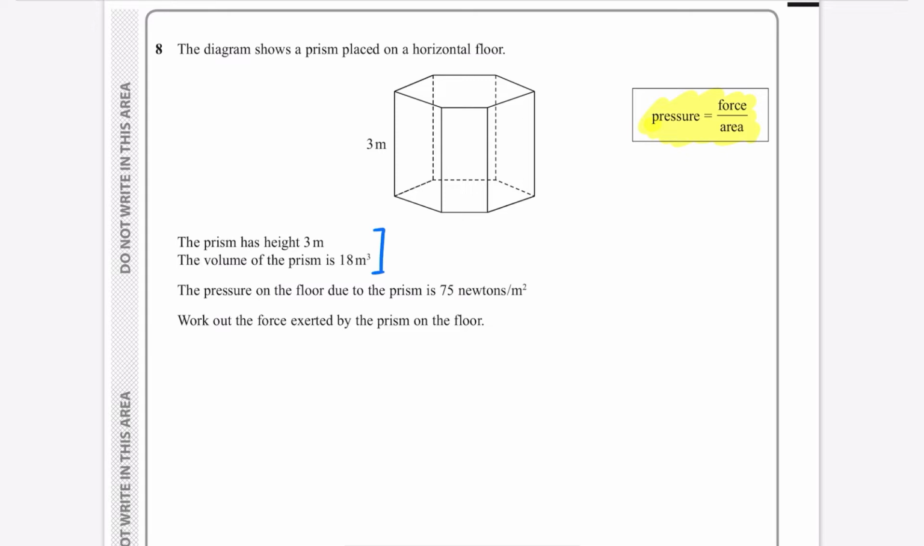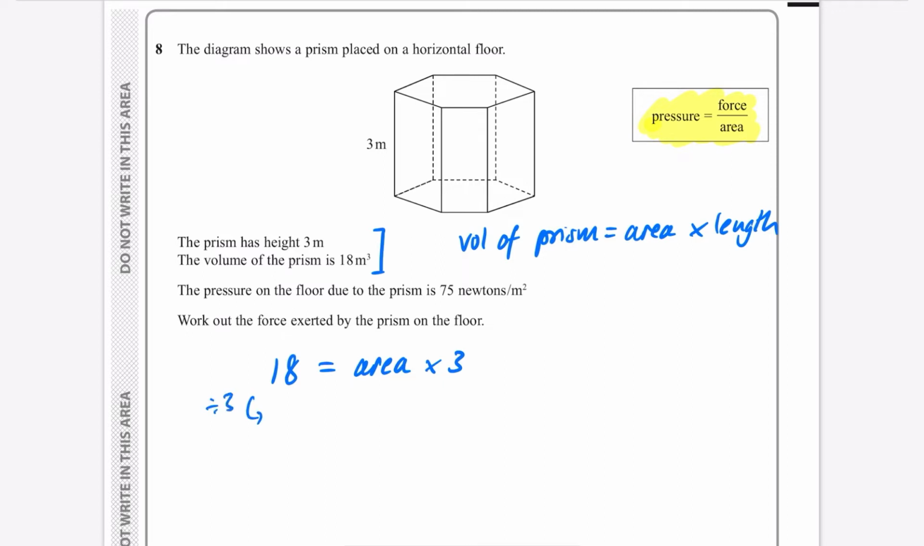Now we should know that the volume of a prism is equal to the area of the cross section multiplied by the length. Now we know that the volume of the prism is 18. We don't know what the area is, but we do know that the length of it is 3. So if I divide both sides of this equation by 3, I will get the area is equal to 6. So I now know that the area of the bottom part of this prism is 6 meters squared.